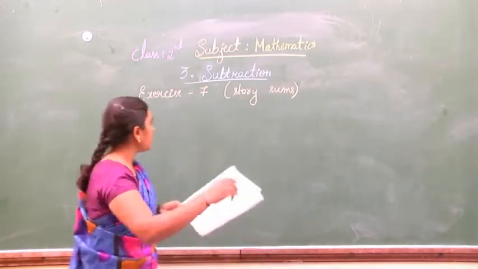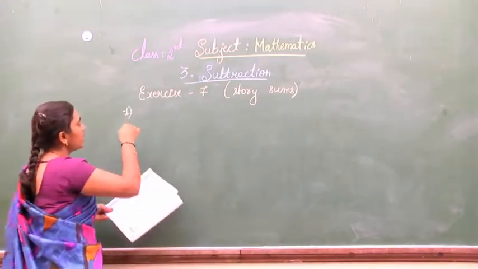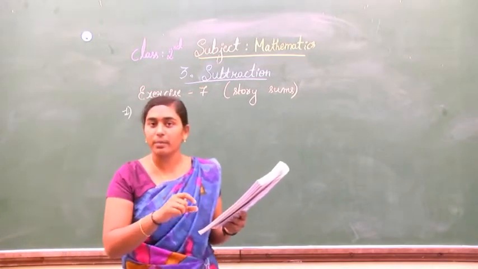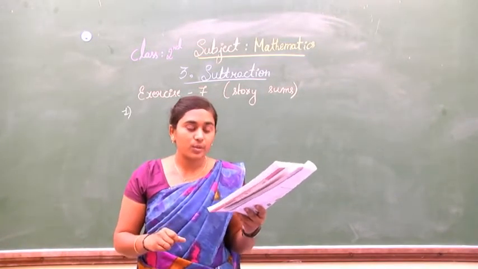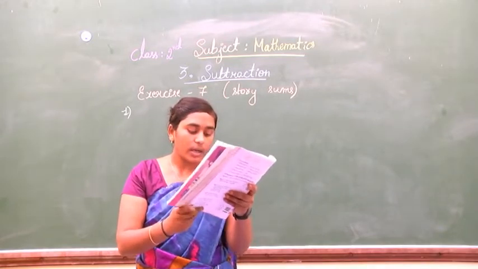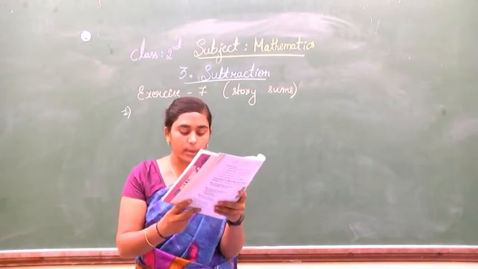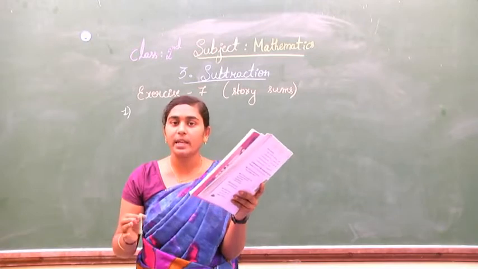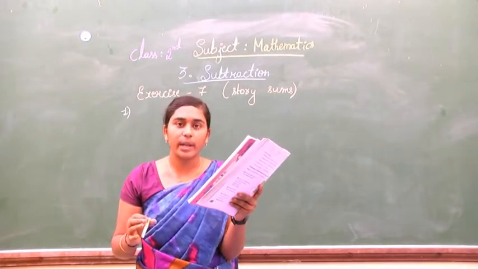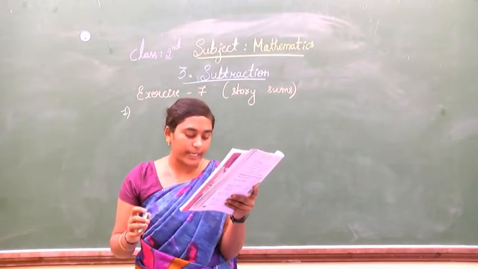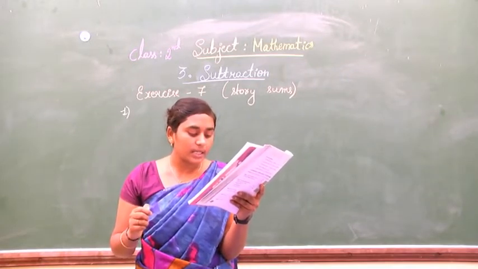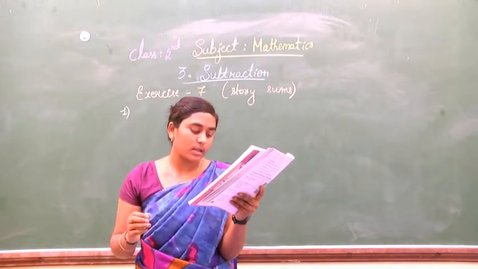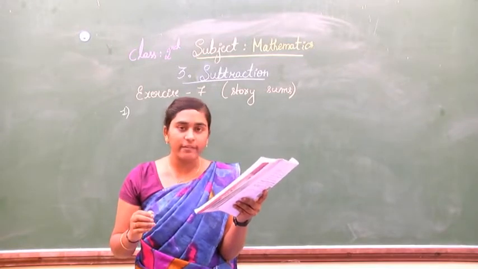Let's see exercise 7. First question. I will read out the question from the textbook. You have to see in your books. On her birthday, Simi bought a packet of 80 cookies. She distributed 36 cookies to her friends. How many are left with her?